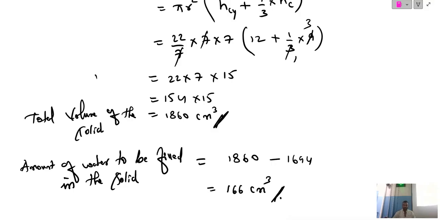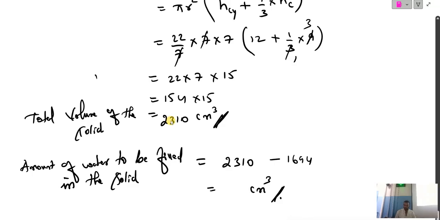Children, excuse me, here 154 into 15, the value is 2310, not 1860. Check. So 2310 minus 1694. So the answer is 616 centimeter cube. I hope students you have understood this. How to find. Clear? Yes. And let me go ahead with the next problem, number 5.